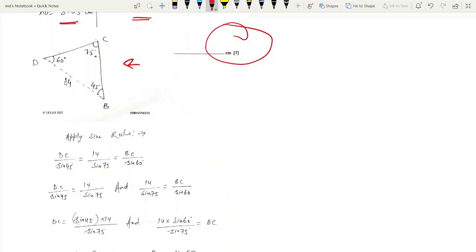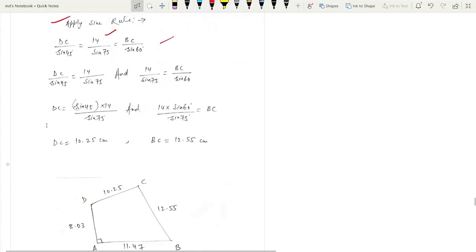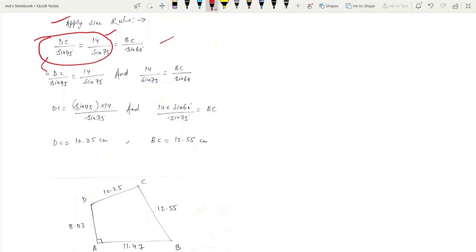Here I have applied sine rule. So this is DC, this length over opposite angle we have to consider, right? So DC over sine 45, done. And this side, which is 14 over sine 75, which is here, you can check. And BC over sine 60, you can check. Now what I did, I have taken DC over sine 45 equals 14 over sine 75, this one here, and 14 over sine 75 equals BC over sine 60, which is here.